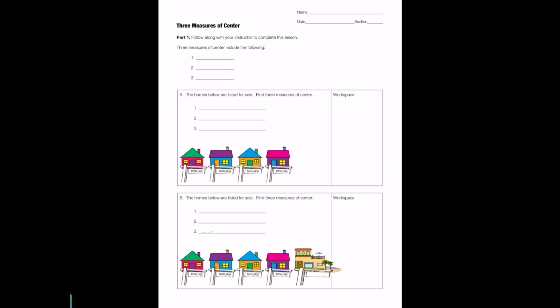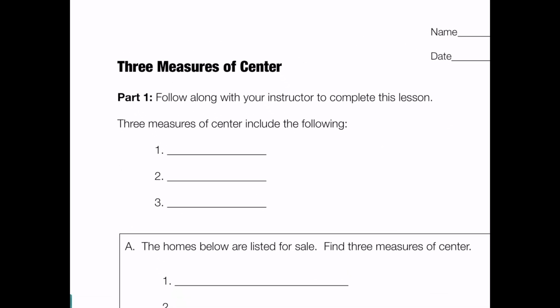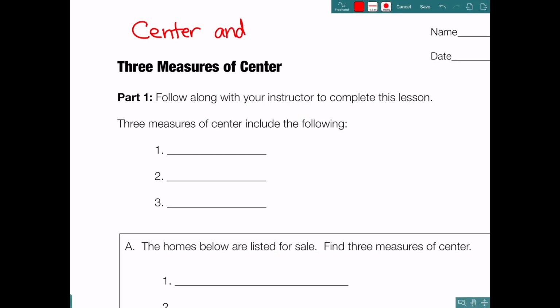This page is entitled Three Measures of Center. On the previous page, we learned that the two most important ideas for statistics and data analysis are center, write it down on your page, and spread. Where's the center and how is it spread out? These are the two most important ideas in data and statistics.